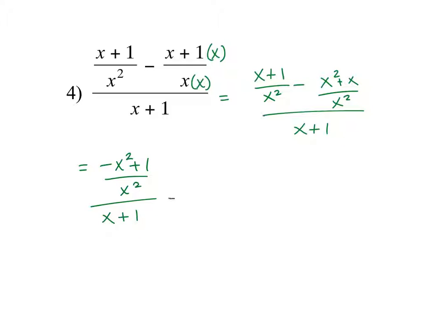Okay, so again, I'm multiplying the numerator times the denominator, so that means that it is negative x squared plus 1 divided by, and I'm multiplying those two, so x squared times x plus 1.